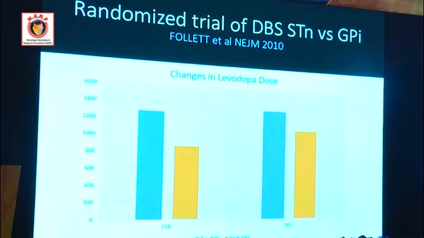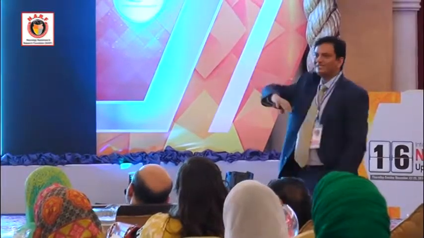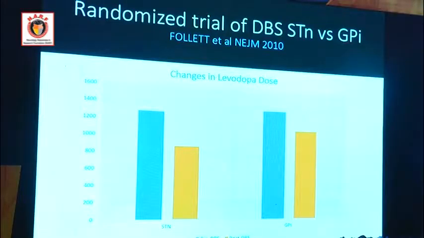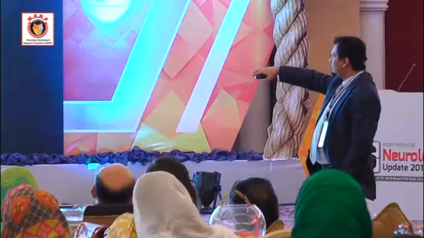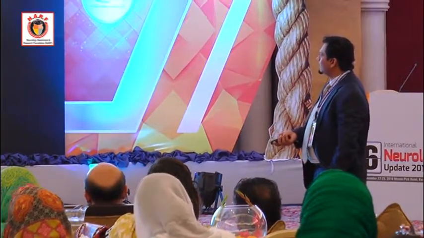So, changes in the dose in the first trial by Follett, you can see that the medication was around 1300 to 1400 milligrams of levodopa at baseline. It came down a little to 900 milligrams, but in STN it came down quite a bit to less than 900, so more than actually 1100 in the GPI group. And in the later studies, it's even more. We have found that you can actually get 20% of patients off of medication completely if you do STN, and the majority of patients can get down to less than 50% of their baseline medication after doing STN.